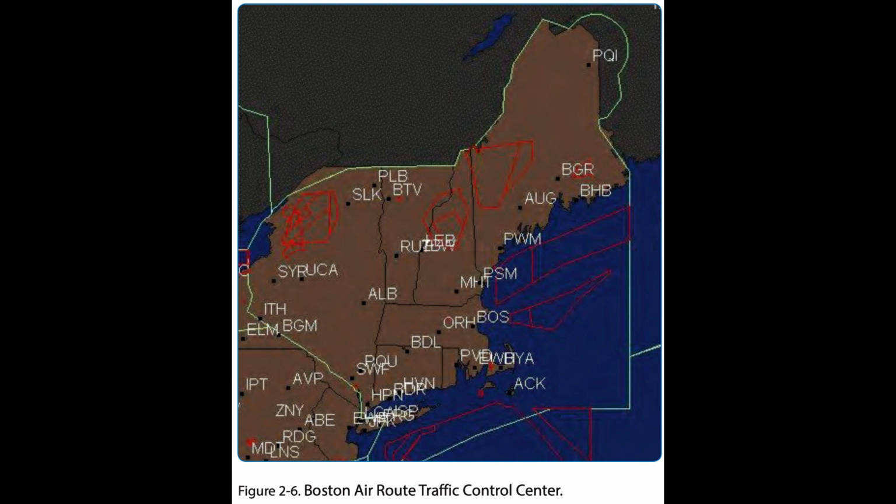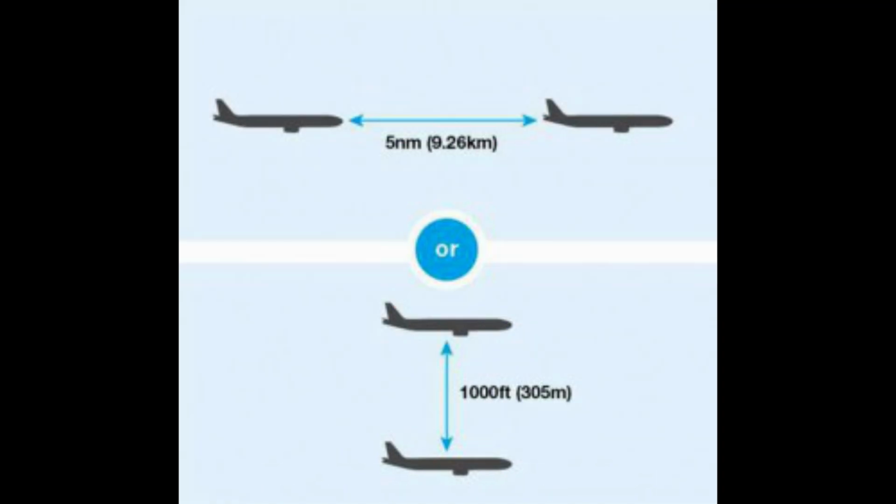Safe separation standards. The primary means of controlling aircraft is accomplished by using highly sophisticated computerized radar systems. In addition, the controller maintains two-way radio communication with aircraft in his or her sector. In this way, the specialist ensures that the aircraft are separated by the following criteria.